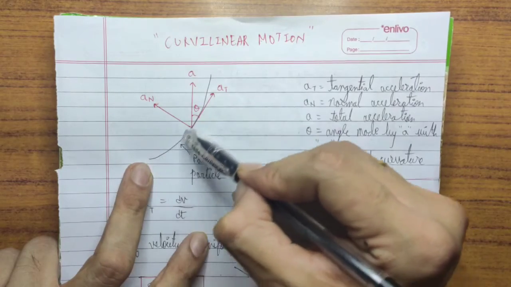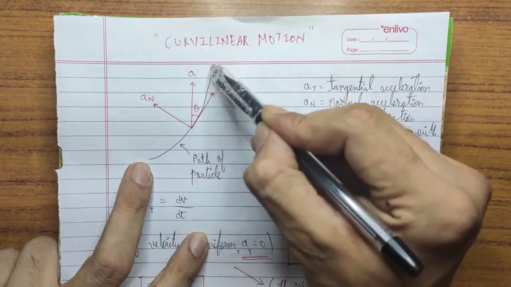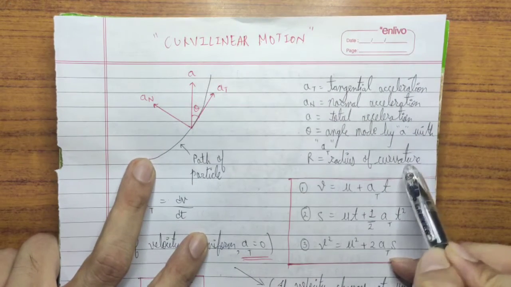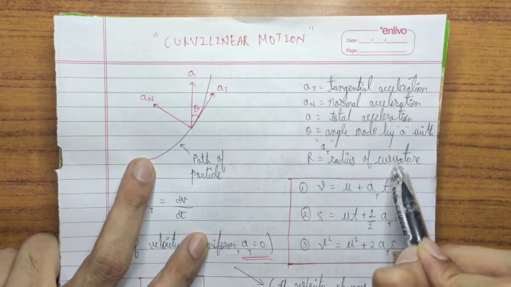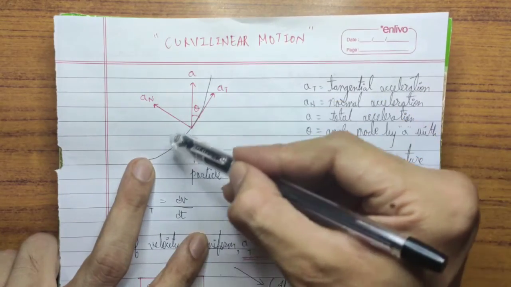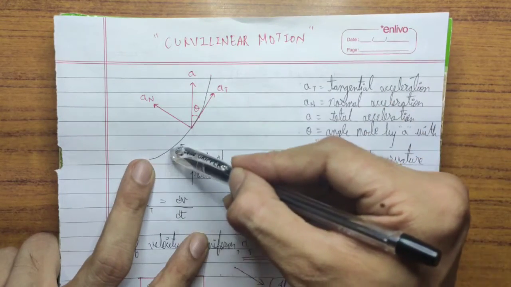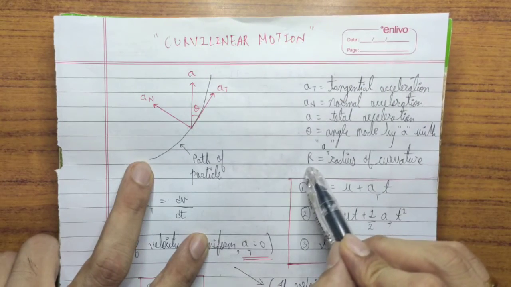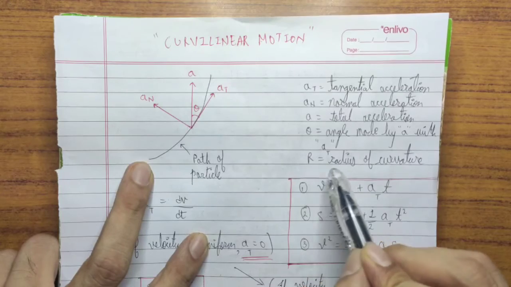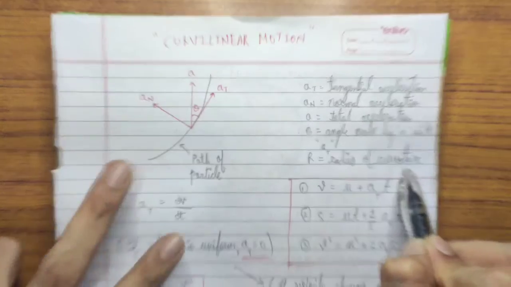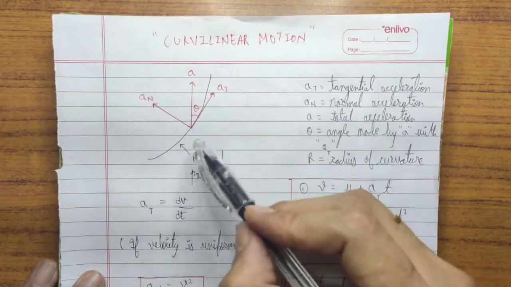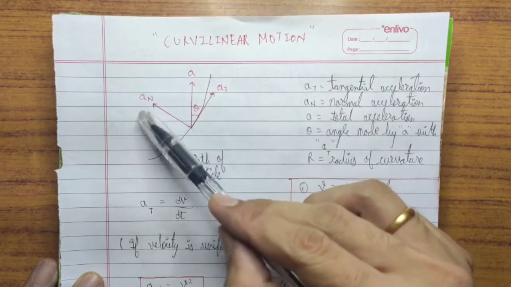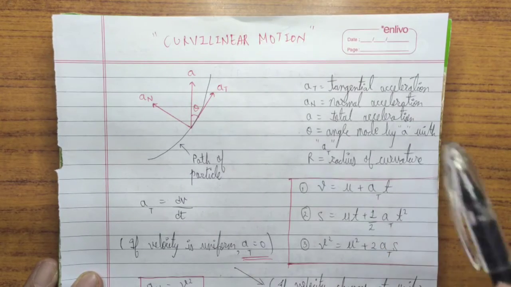Also understand that since this is a curved path, it should have a radius of curvature. So capital R is the radius of curvature. It is a curved path, and any curved surface or any curved line should have a radius. So capital R will represent radius of curvature. Now in this case there are certain formulas which denote the relationship between all these parameters. So let us see that.